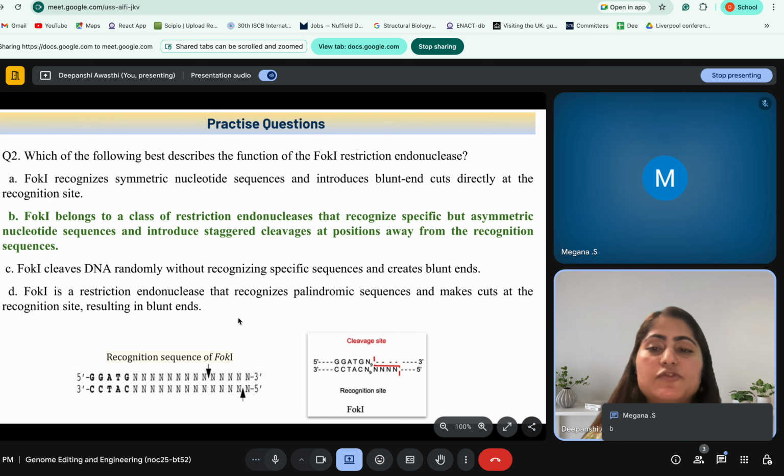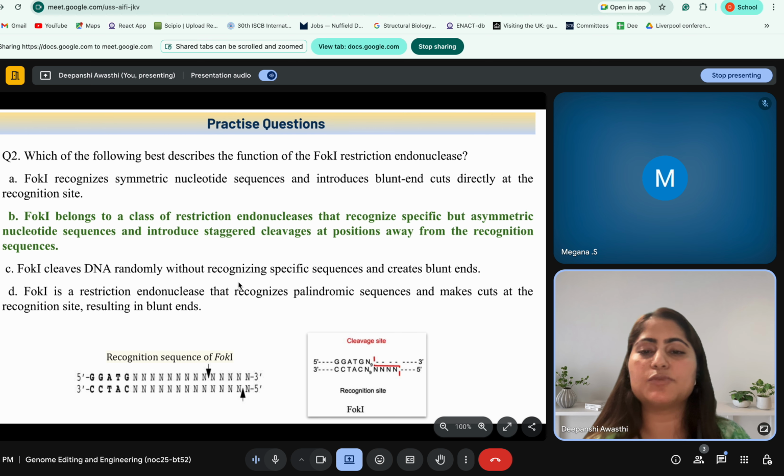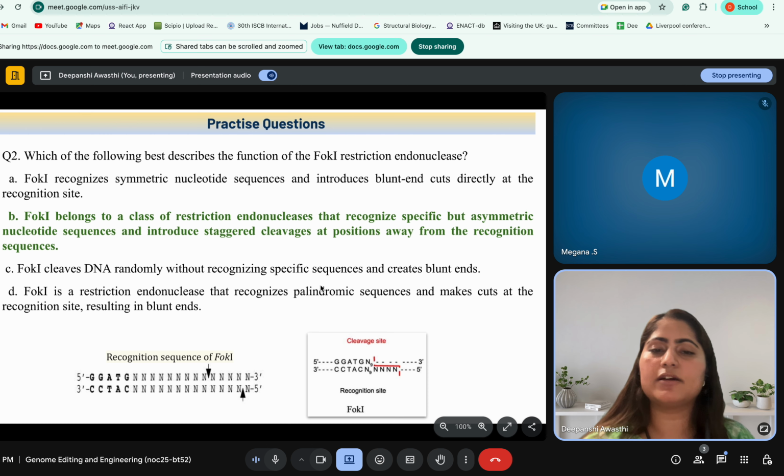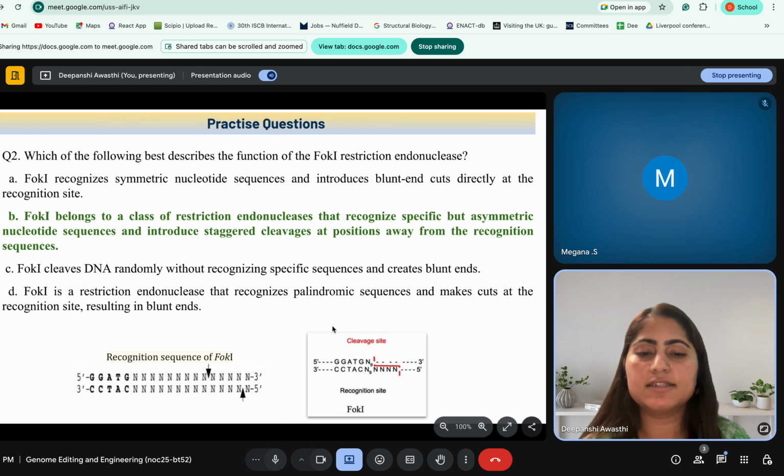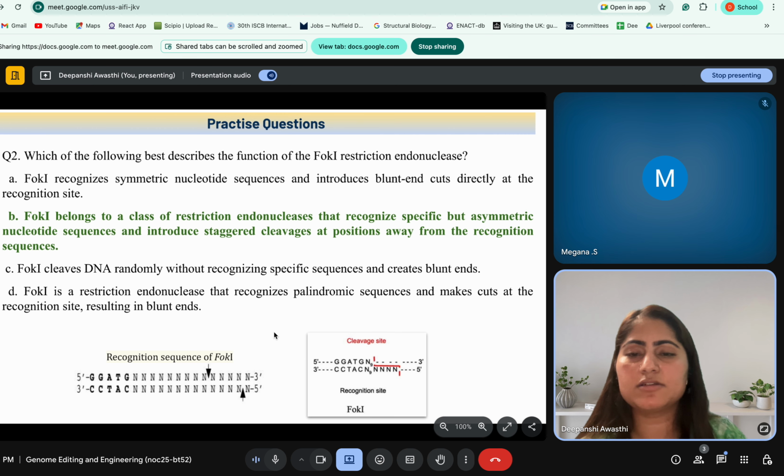Yeah, you're right. Because we have seen that it does not make blunt end cuts, and all the other three options mention blunt ends. So for that reason, every other option becomes wrong. And then we have also seen that it recognizes this site, but it cleaves some base pairs downstream: 9 base pairs downstream for the 5' strand and 13 base pairs downstream for the 3' strand. And this particular recognition site is also asymmetric and non-palindromic. It is not palindromic in nature.